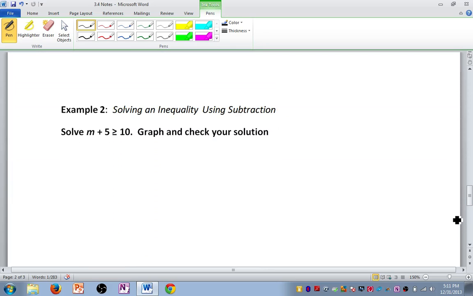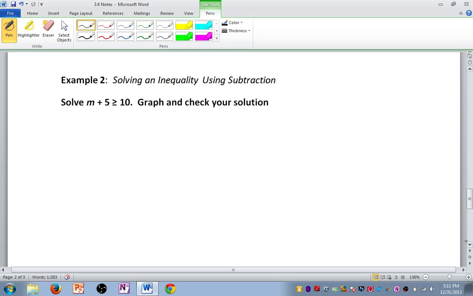The first thing you want to do when you get that inequality is rewrite it. So I'm going to take my m plus 5, and that is greater than or equal to 10. I'm going to create my 2 halves. I want to isolate my variable. I want to get the m by itself, which means I'm going to do the inverse. I'm going to subtract 5. I'm going to subtract 5.